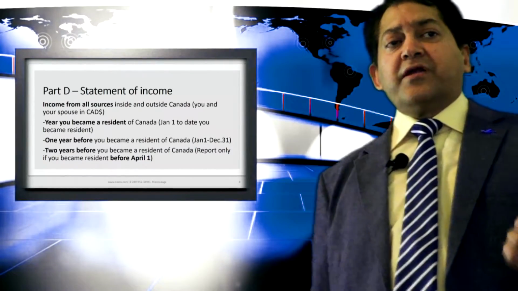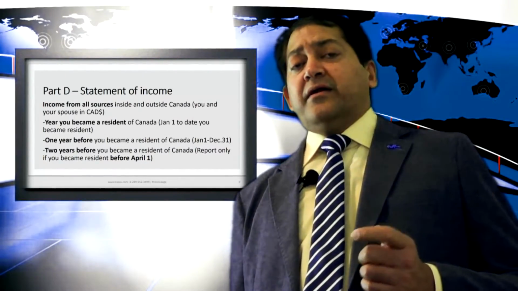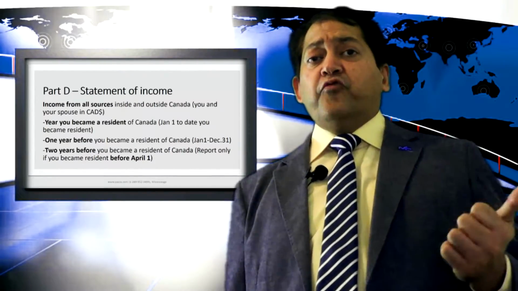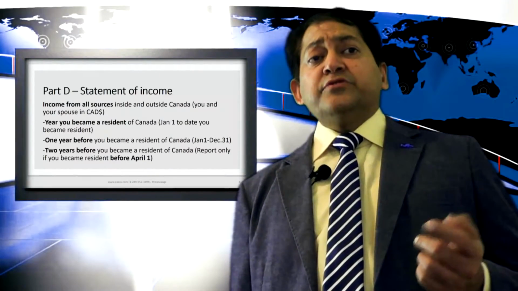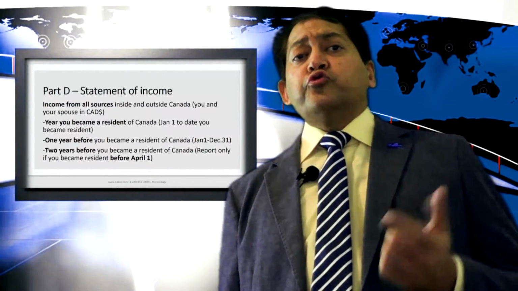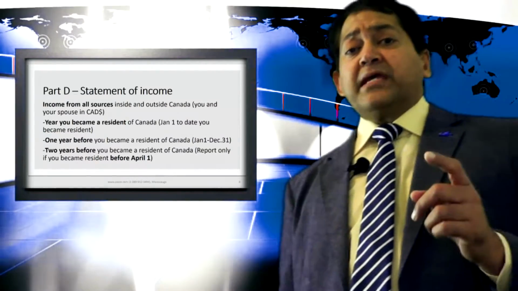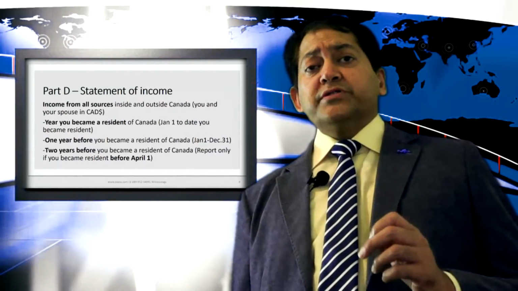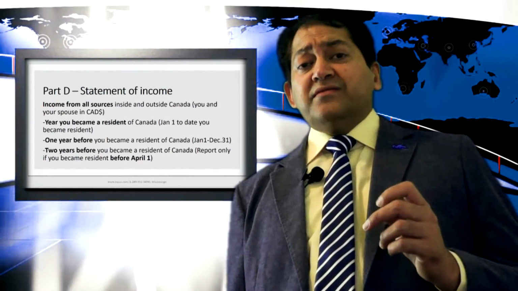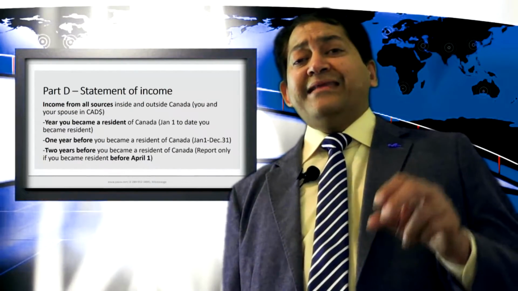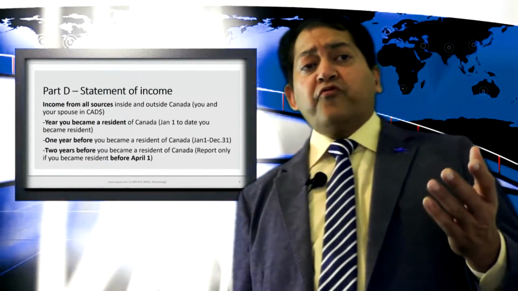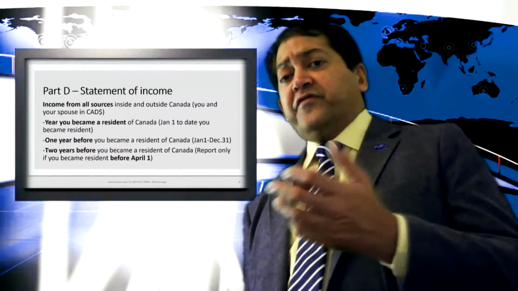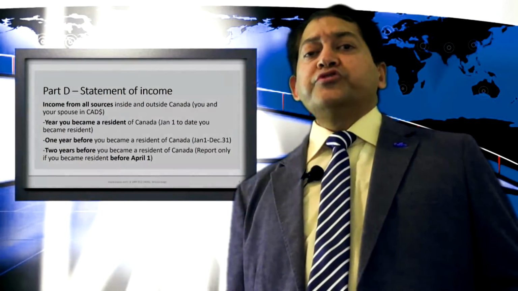Then there is another piece of information that you have to provide, and it relates to 1 year before you became a resident of Canada. Of course, this would relate to the calendar year before that, that is from January 1st to December 31st. And in certain cases, you also have to provide information 2 years before you became a resident of Canada. And this would be applicable to those persons who became resident before April 1 of any calendar year. So if you became resident before April 1, you have to provide this information. But if you land after 1st April, then you don't have to provide information pertaining to 2 years before you became a resident of Canada.